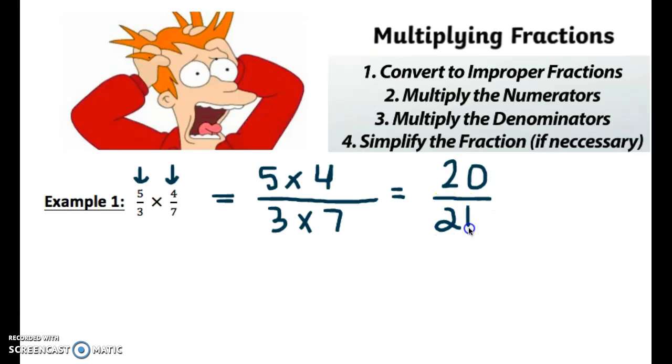Now, step number 4 suggests simplifying the fraction if necessary. So if we had some common numbers in here, for example, 20, we could divide 20 by a 2 or a 5 or a 4. But 21 does not have a 2. You can't divide 21 by 2 or 5 or 4. So this is as simple as it will get.